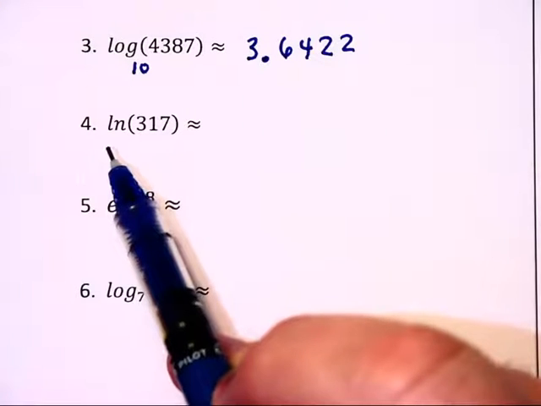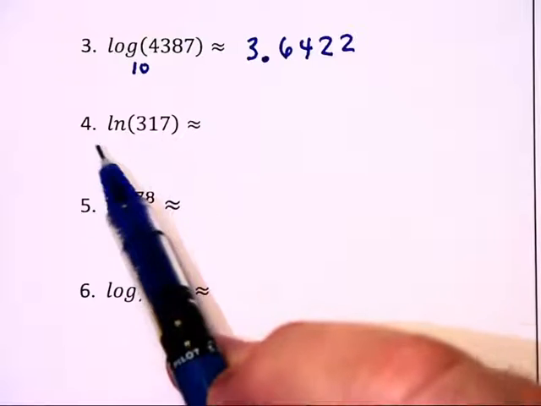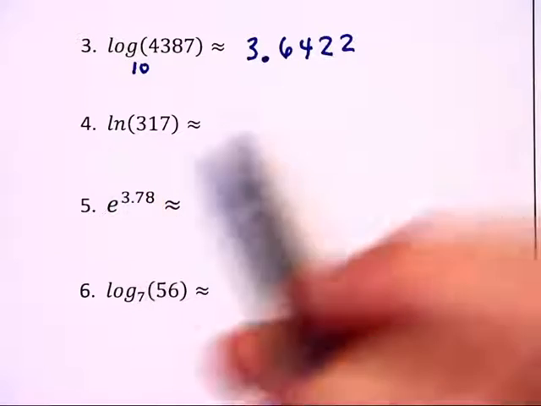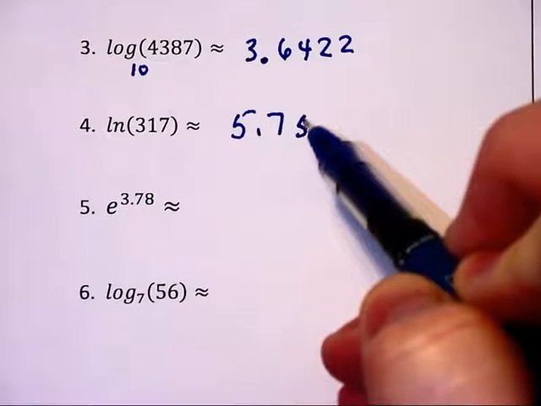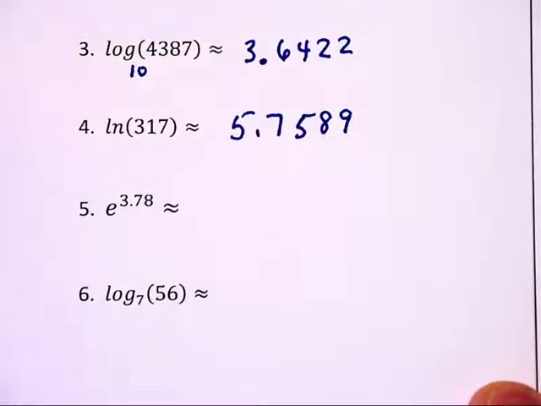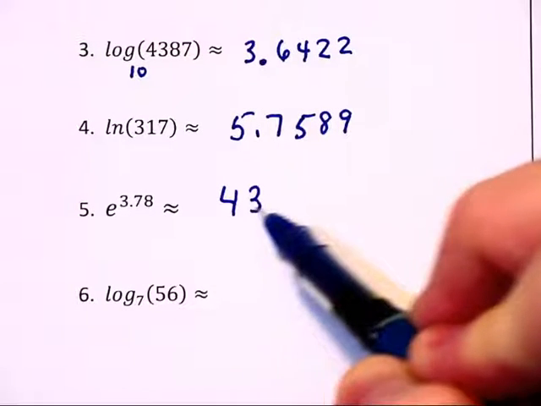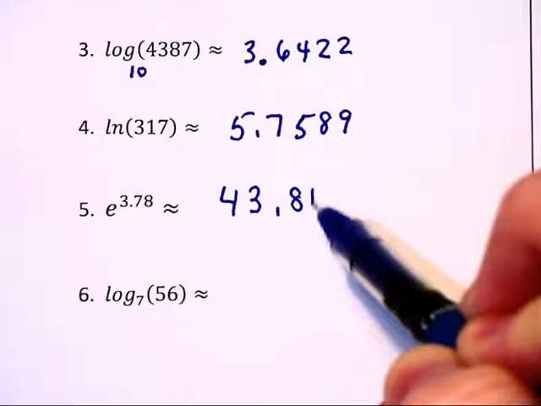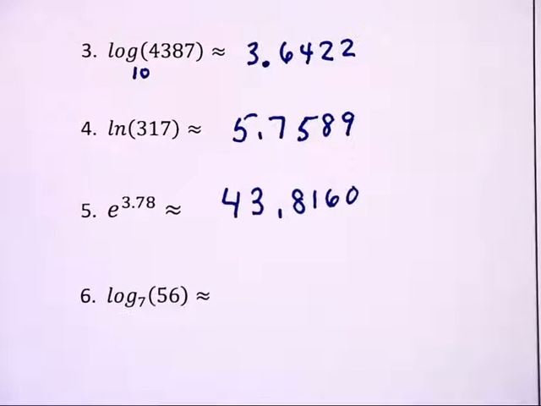Now, the natural log of 317. You're either going to hit the natural log button and 317, or you're going to hit the 317 and then hit your natural log after that. Check your calculator. You should get 5.7589. Likewise, e raised to this decimal power, depending on whether you have to type the e in first or the power first, you should get approximately 43.8160.